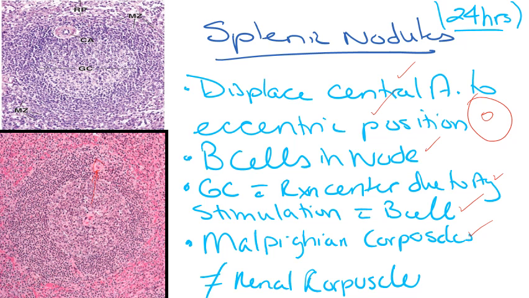Very important that when you cover renal, that you do not confuse the Malpighian corpuscles of the spleen with the Malpighian corpuscles of the renal system, also known as the renal corpuscle.